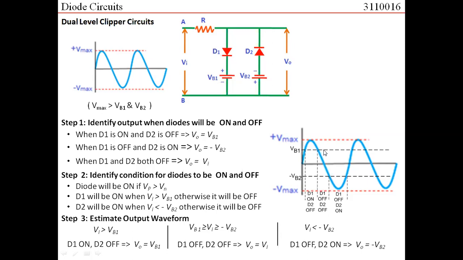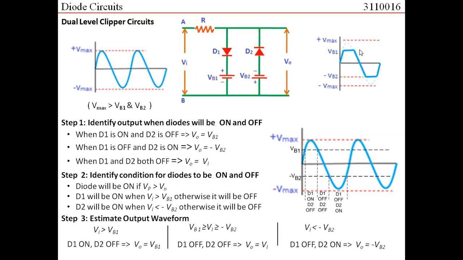During this portion, when the input voltage, this blue line, is less than VB1 but greater than minus VB2, both the diodes would be off, and hence the output voltage would be the same as the input voltage. So you expect this line to appear in the output. This portion of the input signal would appear. Third case, when the input is less than minus VB2, D2 would be on, D1 is off. So the output would be restricted to minus VB2, right? So the waveform would be something like this.